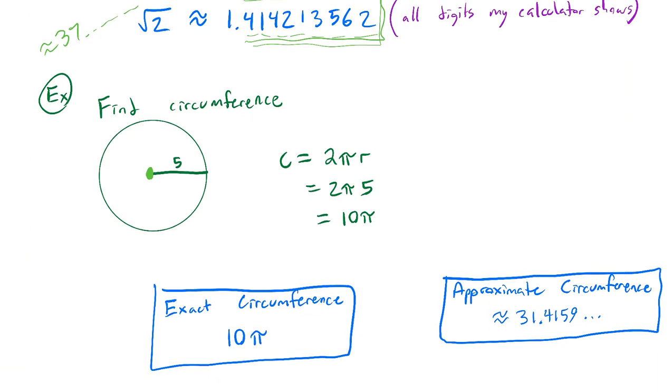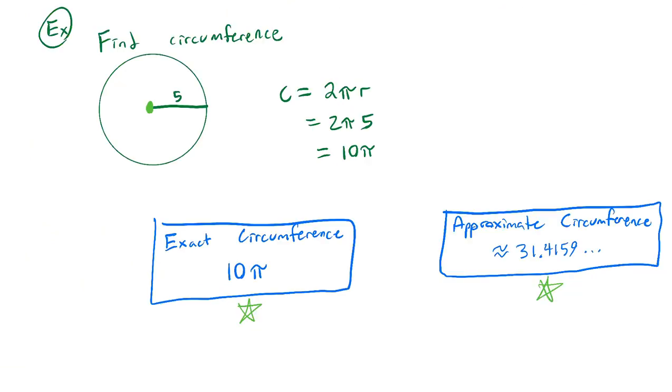The approximate circumference is plugging that in. I get 31.4159... Okay, I like it this way. Book answers are often this way. It's okay either way. Just be clear that your teacher is not saying, give the exact answer on this question.